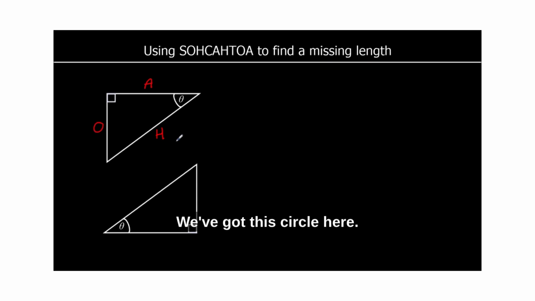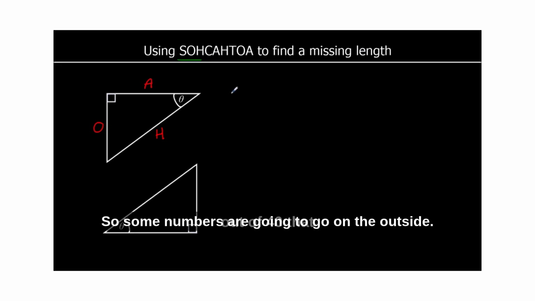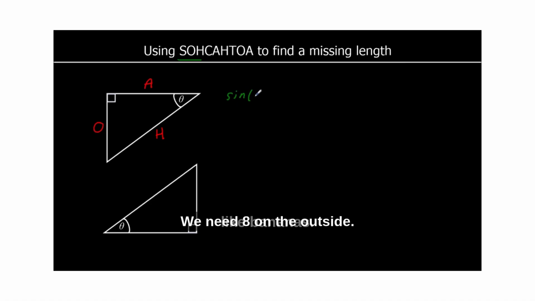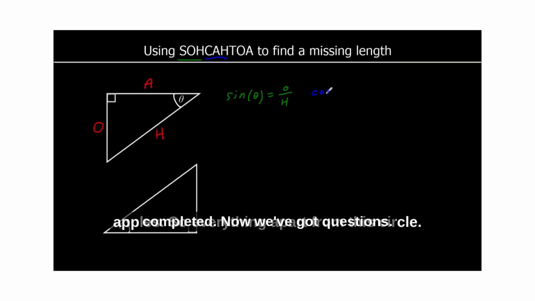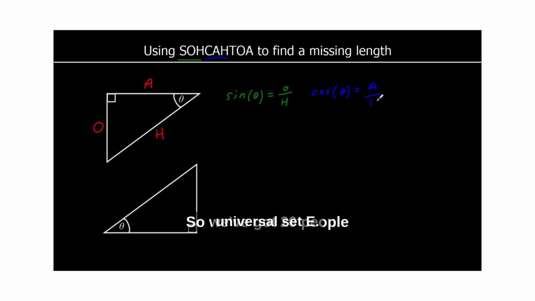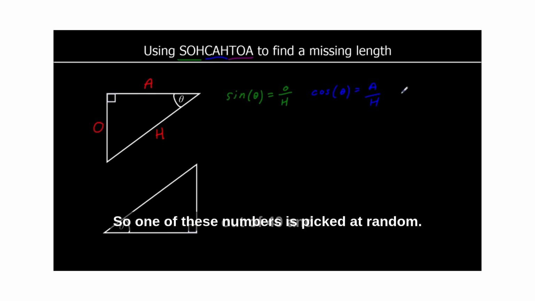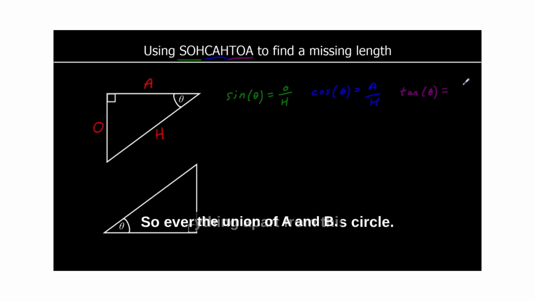To see how these lengths relate to the sin, cos, and tan buttons, we use SOHCAHTOA. SOH means sin of the angle is equal to O divided by H. So the sine of an angle is the opposite divided by the hypotenuse. CAH means cos of the angle is equal to A divided by H. And TOA means tan of the angle equals O divided by A.